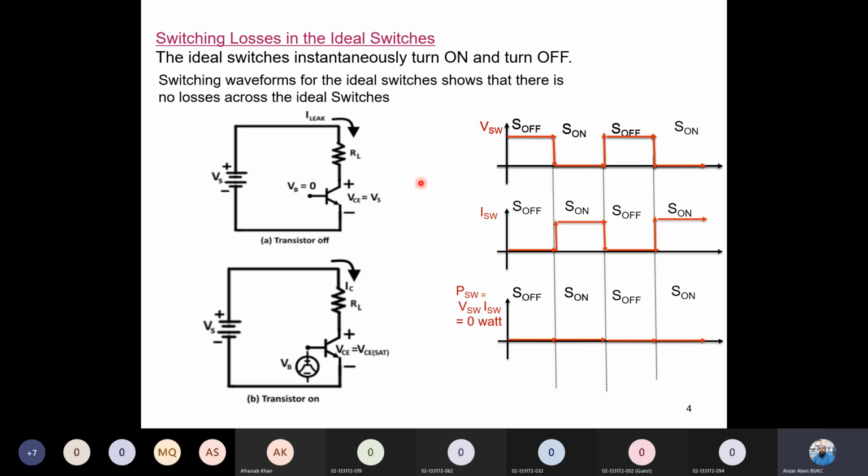Now come to the main topic, and the main topic is switching losses in the practical switches, while ignoring conduction losses. I told you there are two losses. Number one is the conduction losses, and number two is the switching losses.